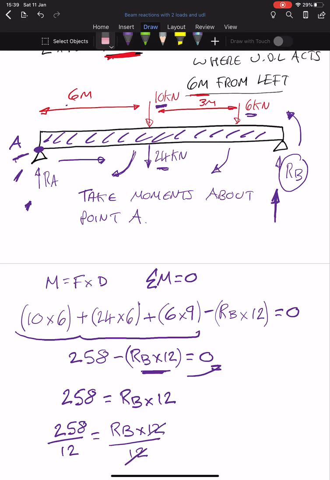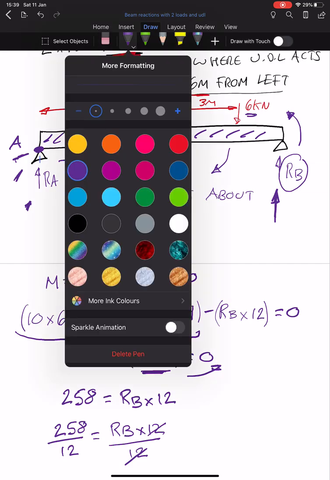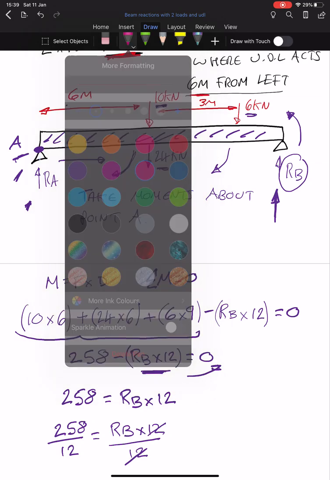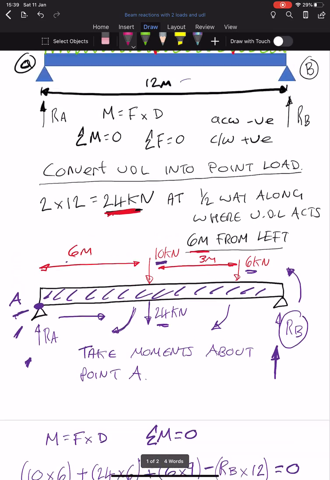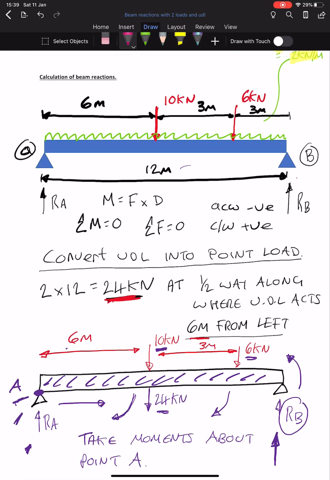So now I've got 258 divided by 12 equals reaction B, which if you put into your calculator is 21.5 kilonewtons. So the reaction at RB is 21.5 kilonewtons. Thank you very much. So we've done that one.